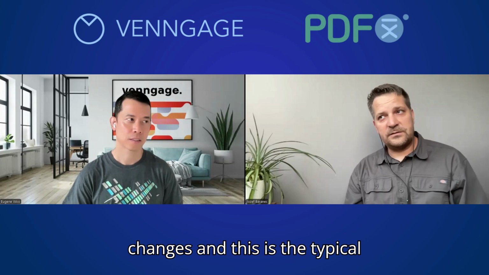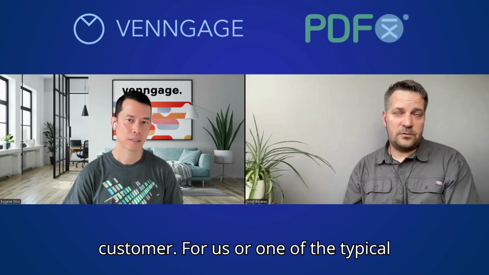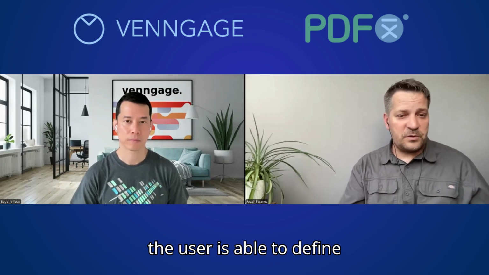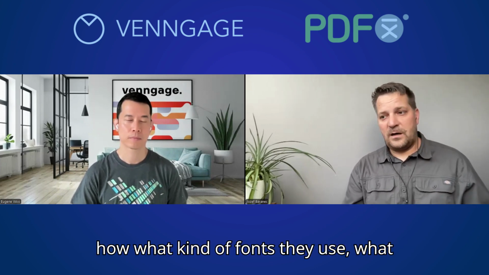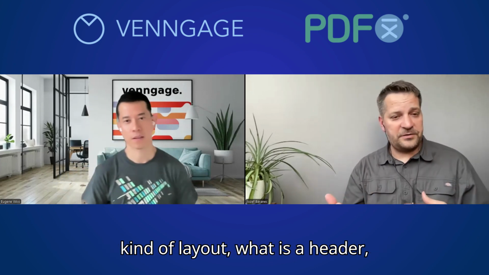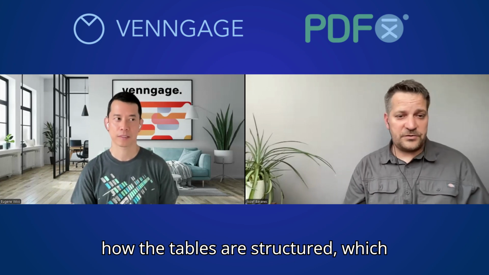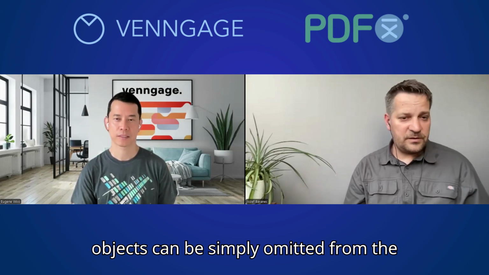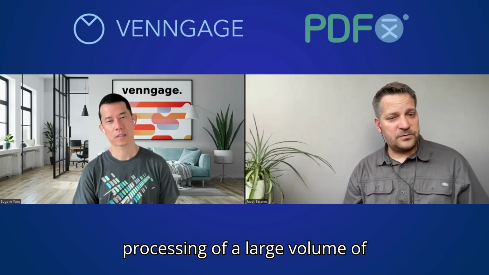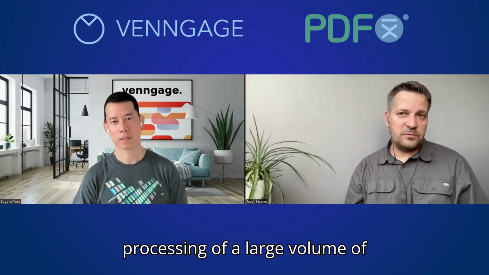They use the same font sizes, graphics, positions, just the data changes. And this is the typical customer for us, or one of the typical customers for us, because then we can very easily configure the processor in such a way that the user is able to define what kind of fonts they use, what kind of layout, what the header is, how the tables are structured, which objects can simply be omitted from the processing, and so on. This gives the user the advantage of automated processing of a large volume of files.